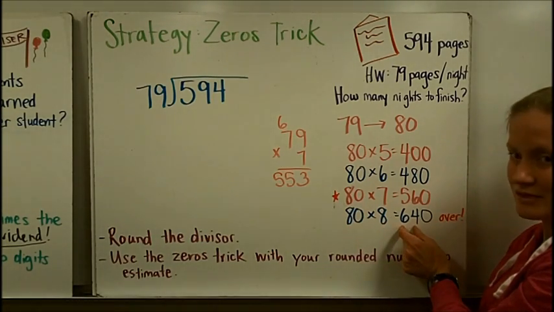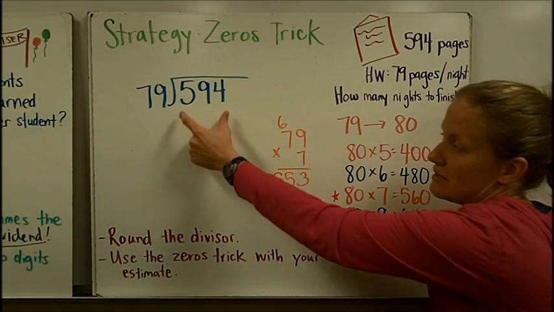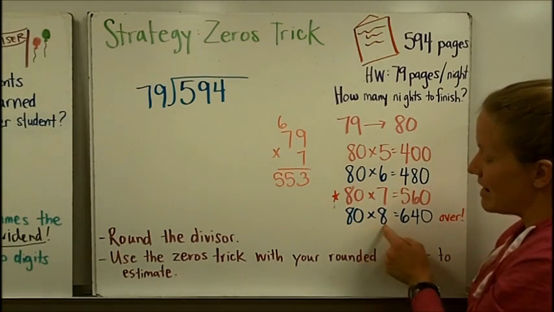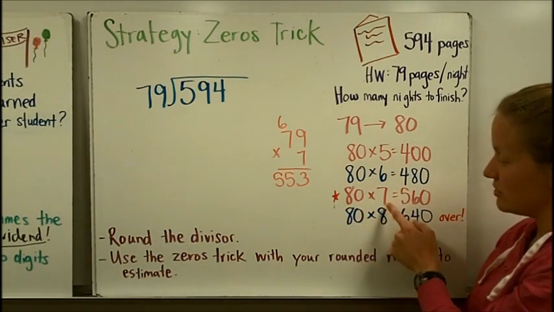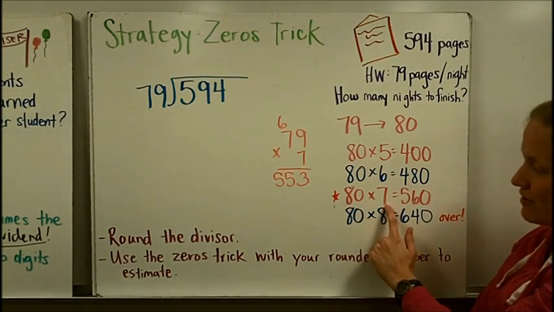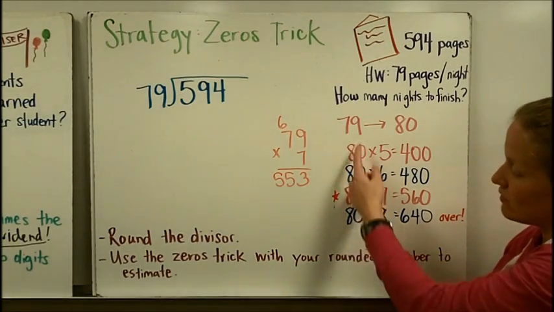Pick it up, it's 64. Add a 0, I get 640. 640 is over this amount, so that tells me that 8 is too many. So I'm going to go back to 8 times 7. And then I'm going to find the exact amount, because remember here I was working with rounded amounts.